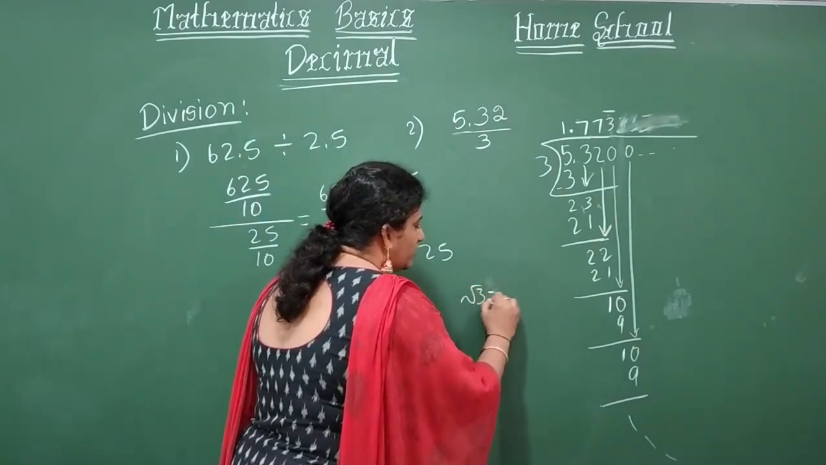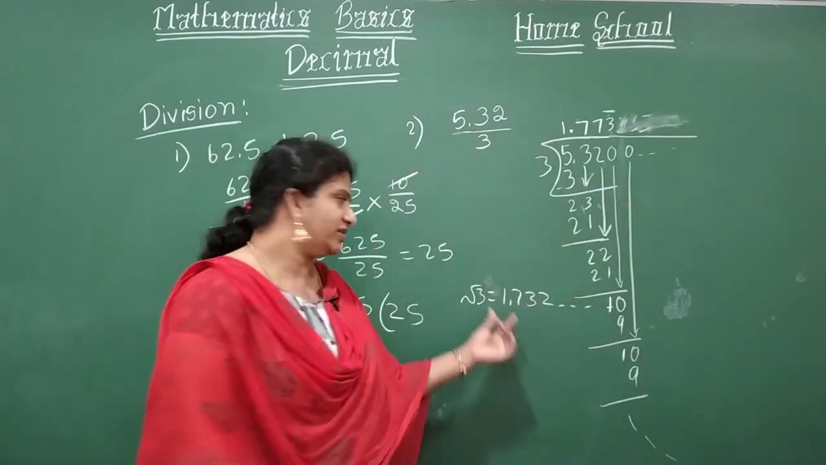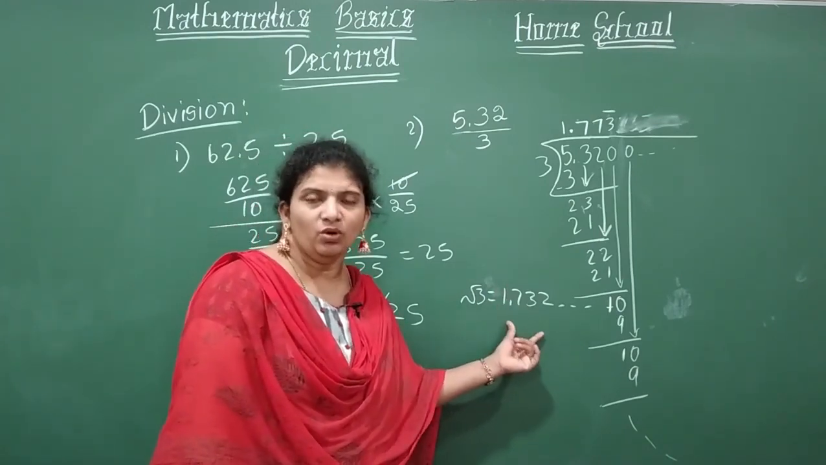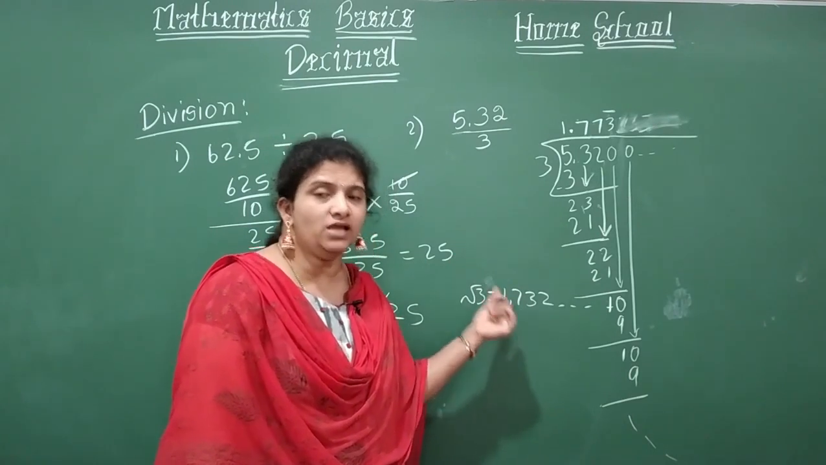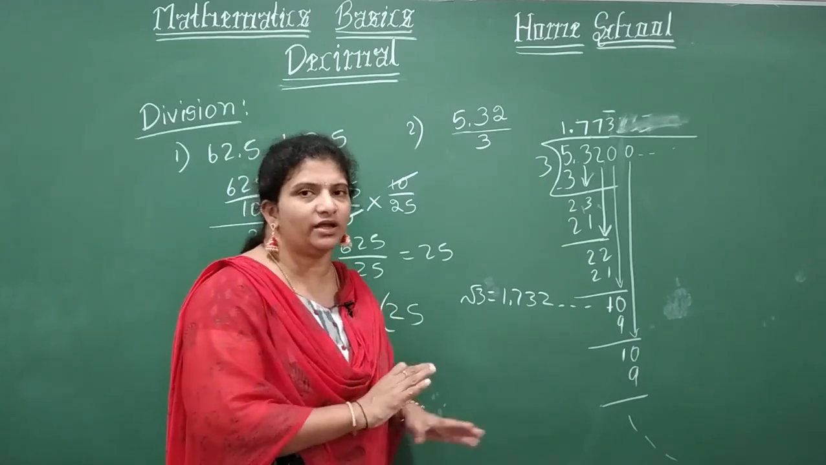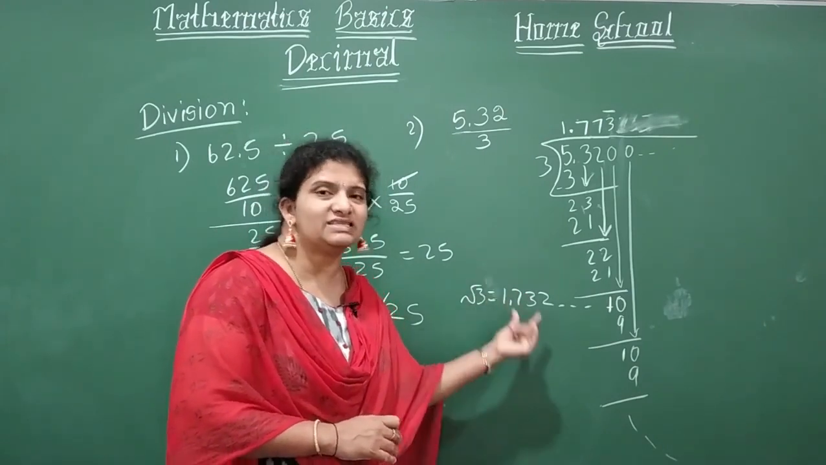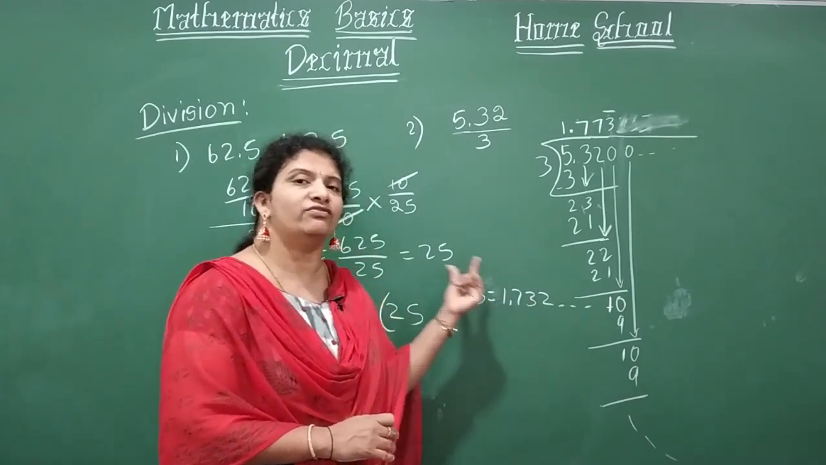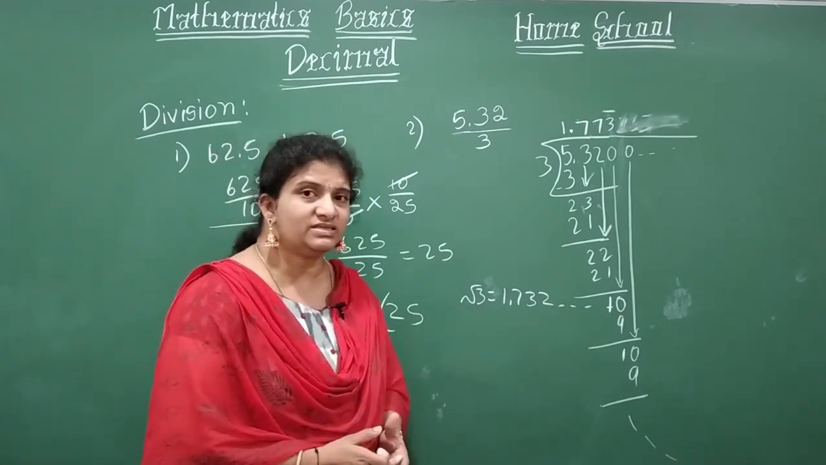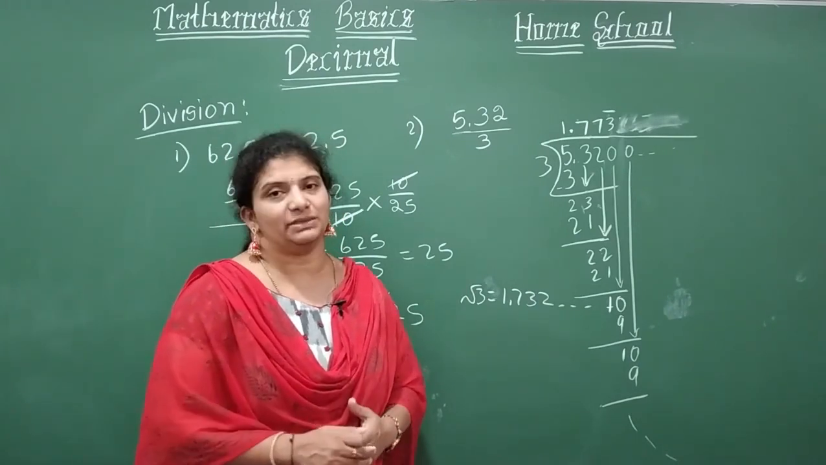What you are going to get? Root 3 value. What is the root 3 value, children? 1.732, and so on, something, never ending. If you want, you can check with your calculator. This is a value which is a non-terminating, non-recurring decimal. See here, children, no fractions will be non-terminating, non-recurring. We cannot write this in the form of a fraction. So this type of answer you get only for irrational numbers. All the irrational numbers are non-terminating and non-recurring decimals.